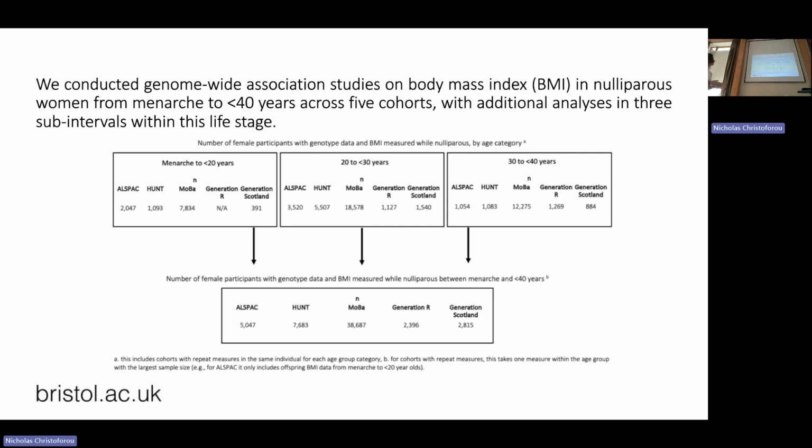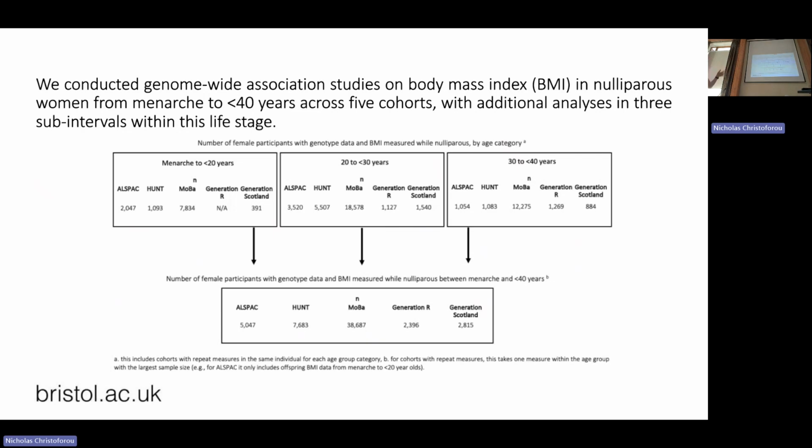So working with analysts from several different cohort studies, including ICEP, HUNT, MoBa, Generation R, and Generation Scotland, we GWASed BMI in nulliparous women. We chose to do this in nulliparous women to get away from some of the confounding effects of having a child on both breast cancer and body size. And so we GWASed these in post-menarche to up to 40 women.